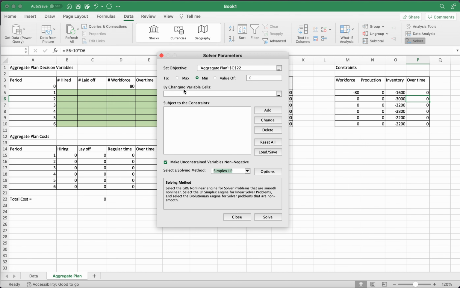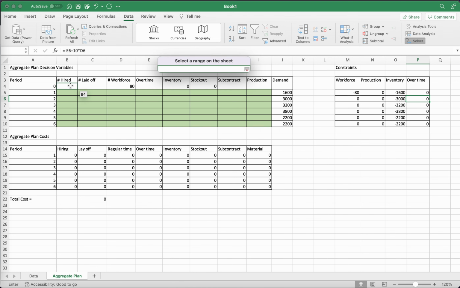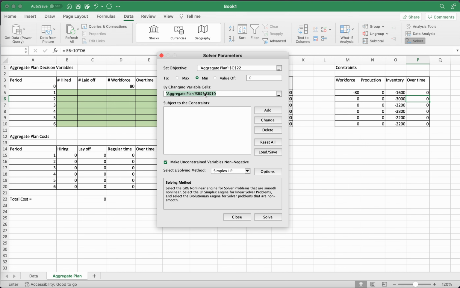Simplex LP. So the changing variable cells. So these are all our decision variables. Remember not to pick the 0th row. So the 0th row is not part of the decision variables. So it's all the rows from 1 through 6. Again, don't pick the demand values because demand values are given. It's not a decision variable. So these are all the values that you determine. Demand values are given to you. So those are decision variables.